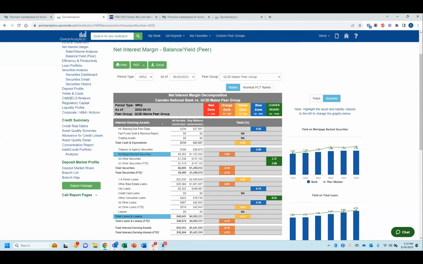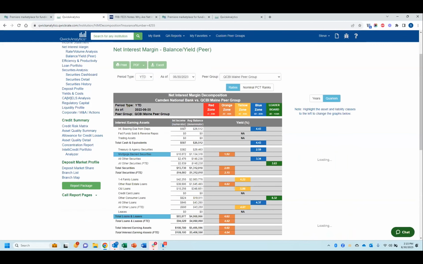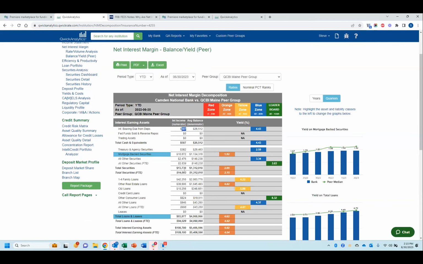And because of the annualization, if we want to look at the first half of the year, I just click on year to date instead of MRQ, and it calculates. Now we're looking at the same thing, but you'll notice all these numerators are about double what they would be for just a second period, right? And the average balance that we're using is for the whole first half of the year, from January 1st to June 30th. A quick note about average balances.